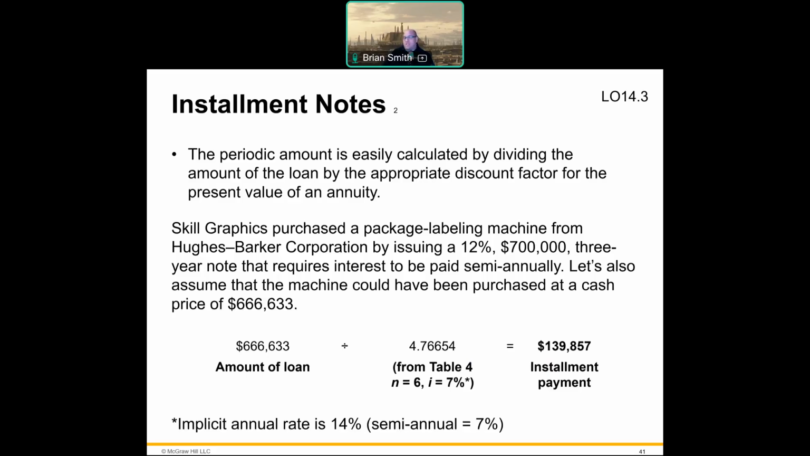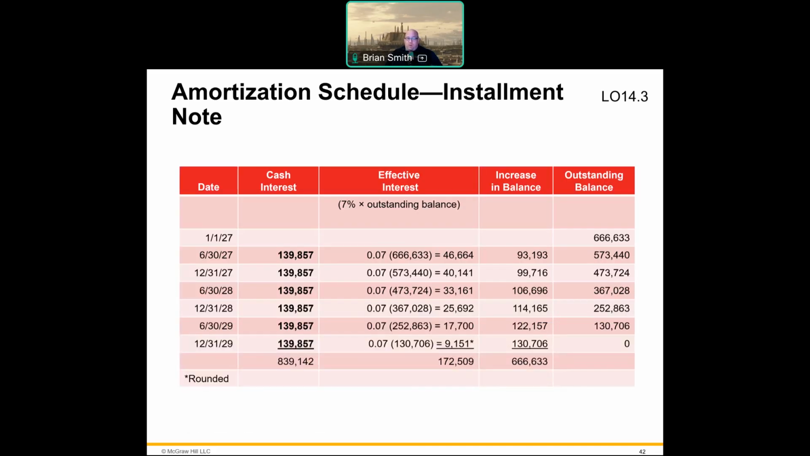So we're going to take $666,633 divided by what we get from table 1, which is that 6% at 6 periods at 7%. This is the present value of an annuity, because we're paying these installment payments. So we take that and divide that by 4.76654. We have an installment payment of $139,857. This should be familiar. You should be pretty familiar with how to do all this. Bottom line is you're going to follow the schedule, seeing what our cash is and our effective interest was, that 7%. We increase that balance, or decrease it depending on your circumstances, until our outstanding balance is at 0.